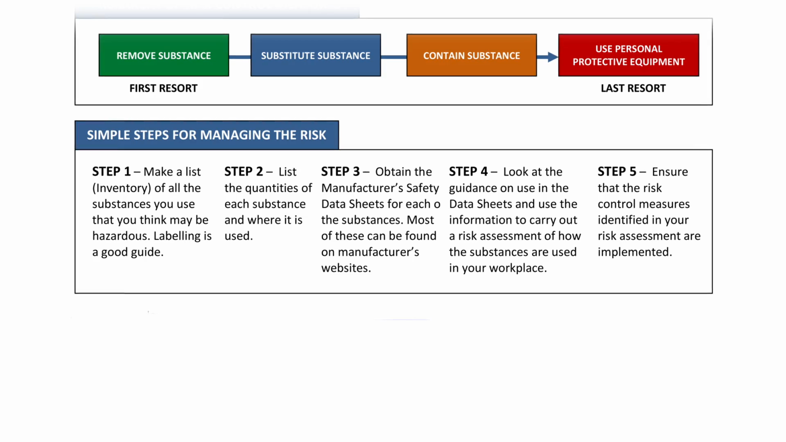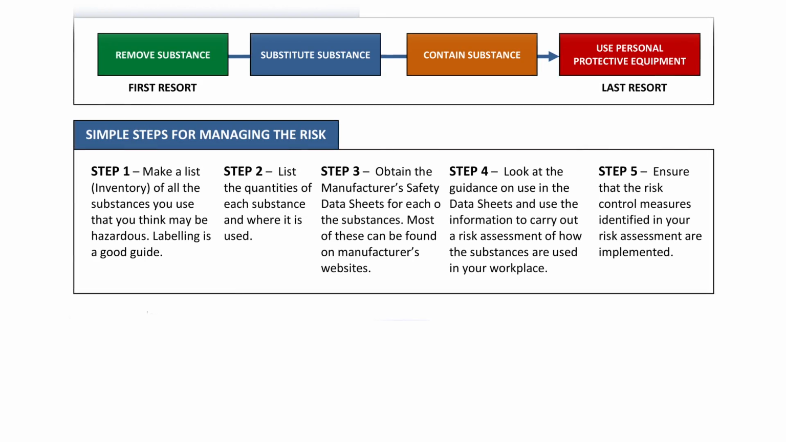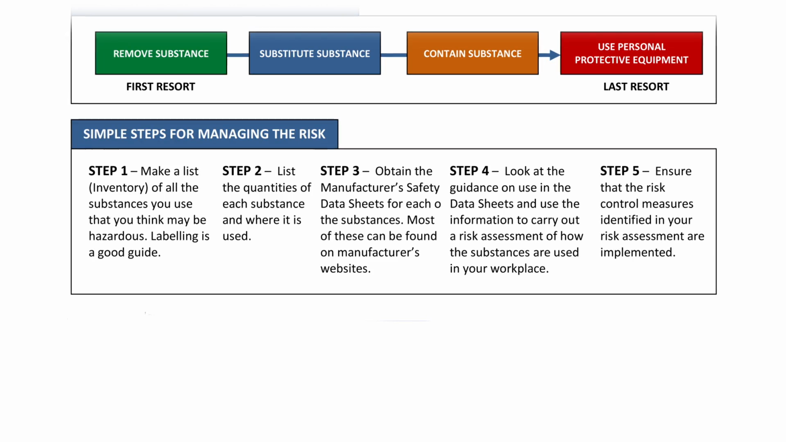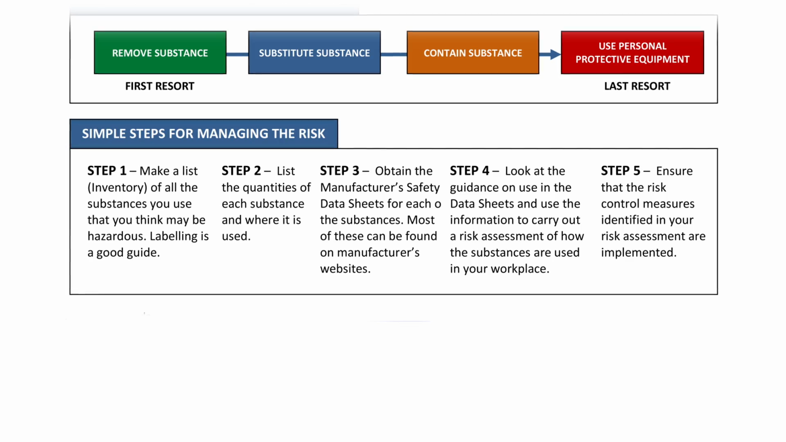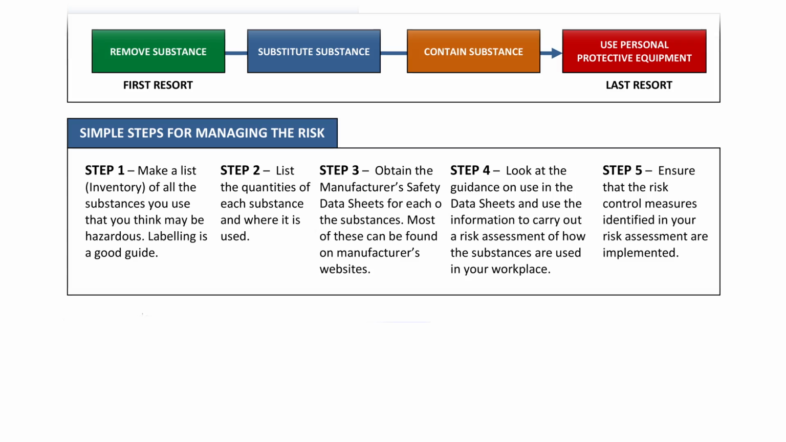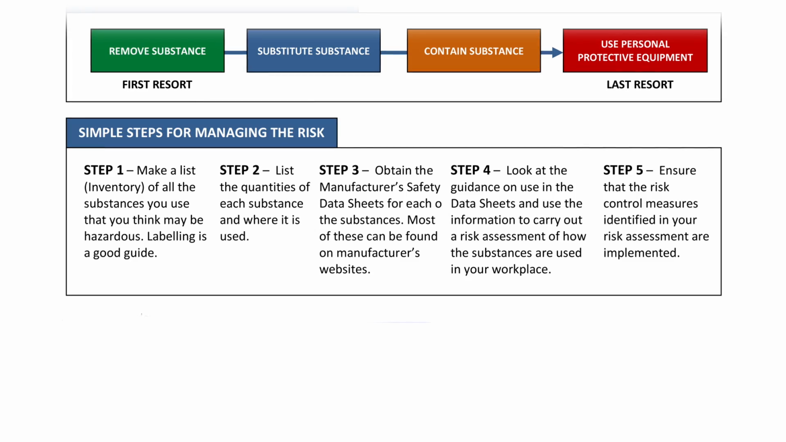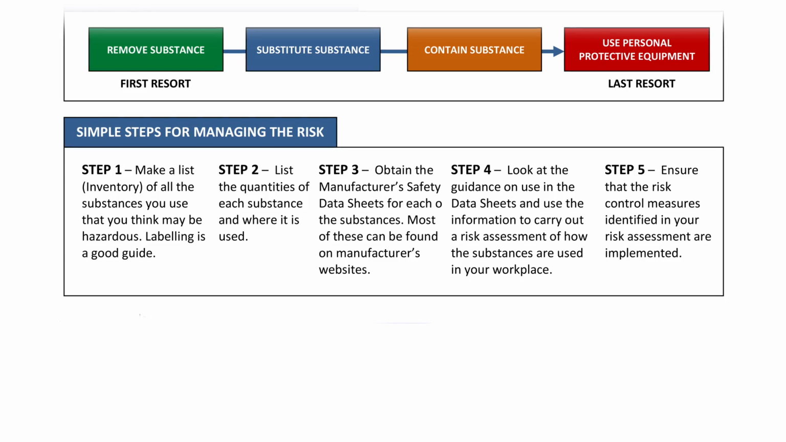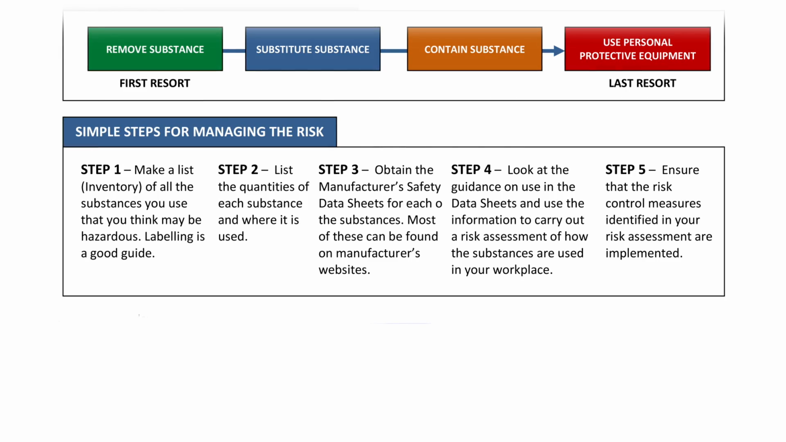In summary, there are 5 simple steps for managing the risk. Step 1. Make a list or inventory of all the substances you use that you think may be hazardous. Labelling is a good guide. Step 2. List the quantities of each substance and where it is used. Thirdly, obtain the manufacturer's safety data sheet for each of the substances. Most of these can be found on manufacturers' websites.